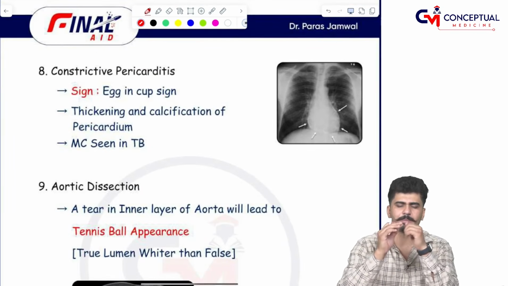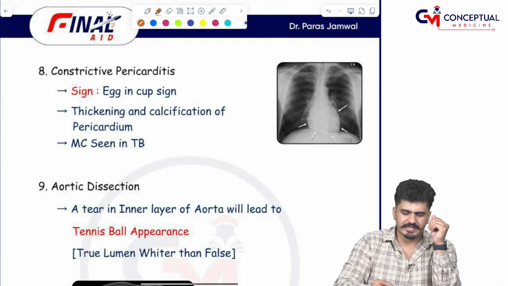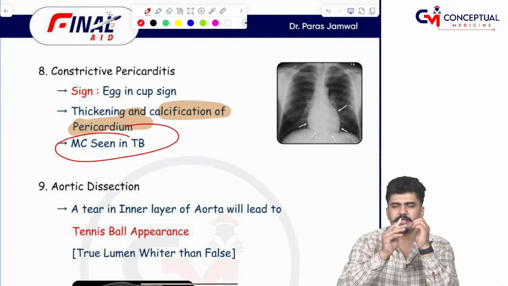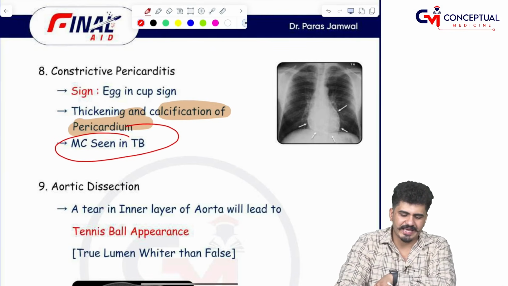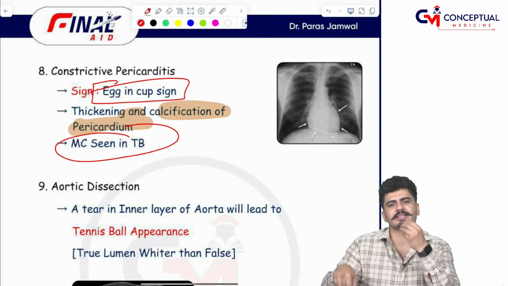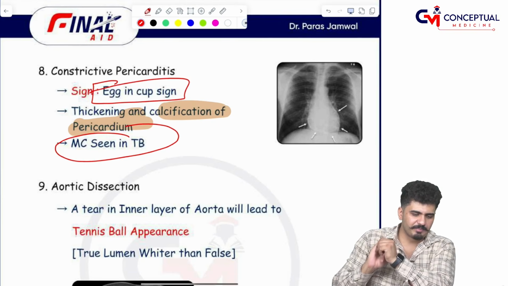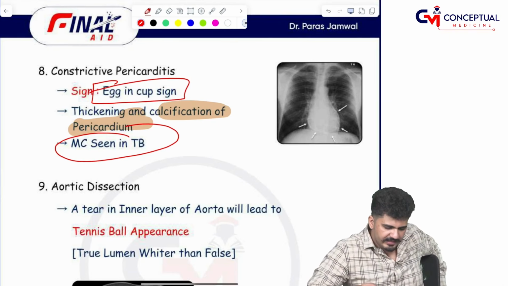Now, constrictive pericarditis. In constrictive pericarditis, there is a thickening or you can say calcification of the pericardium, and this mimics TB. TB ke andar you will see the calcification like this, and here you are going to see egg in cup sign. ऐसा लगता है जैसे अंडा डाल दिया कप के अंदर, तो egg in cup sign, tubular heart.